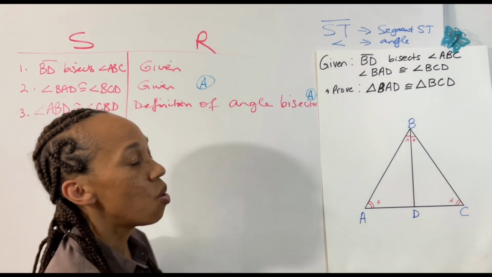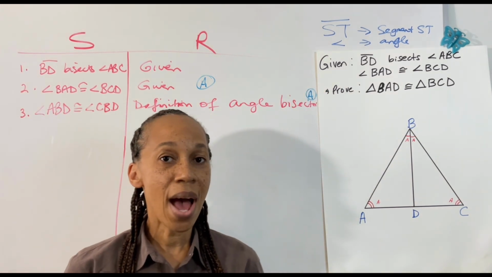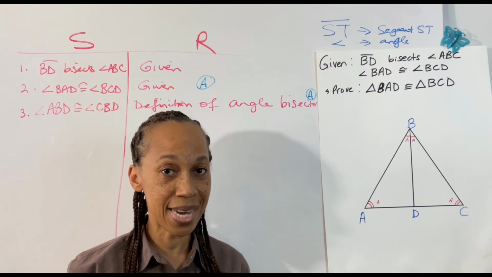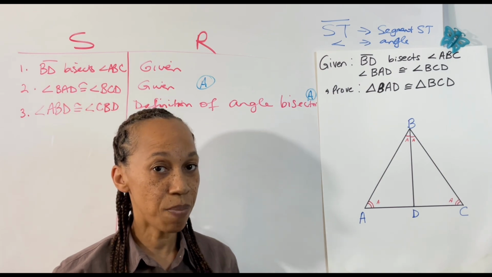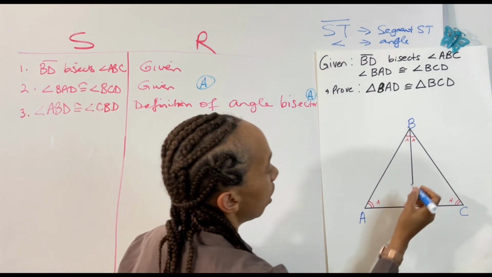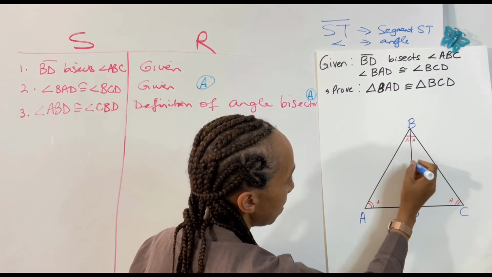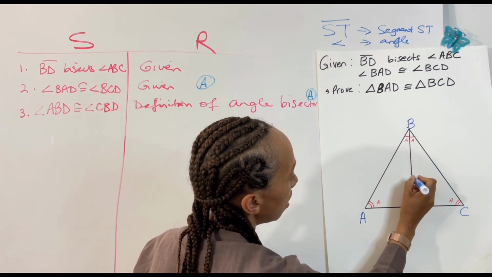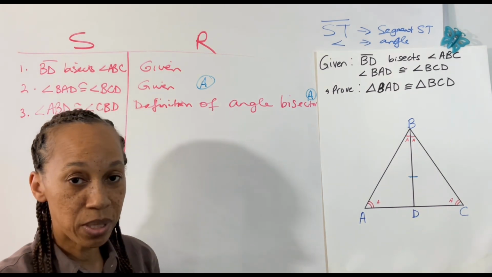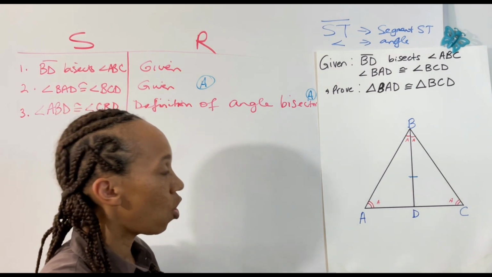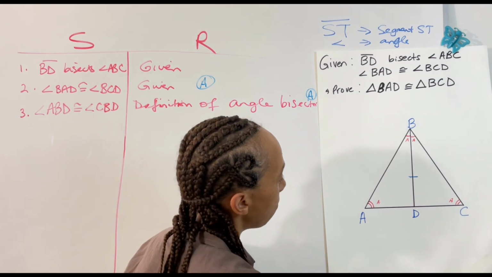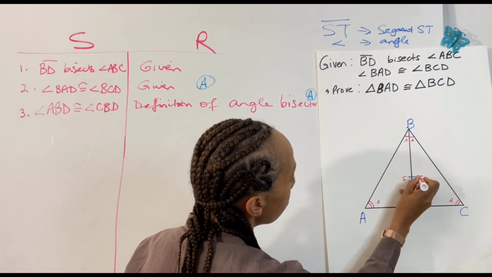Okay? When you're writing a proof, you have to write what's given and then pull something from the diagram. We can literally pull something from this diagram. And you can pull segment BD, which would now be the reflexive property or the common side. So we can literally say that this is going to be your common side or the reflexive property.